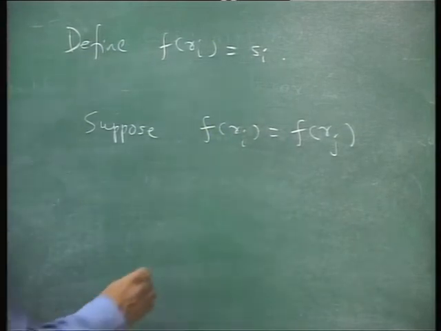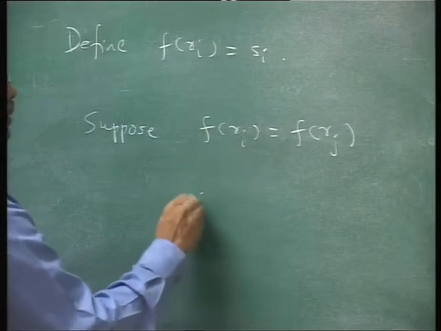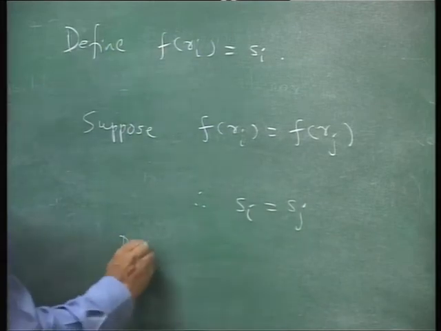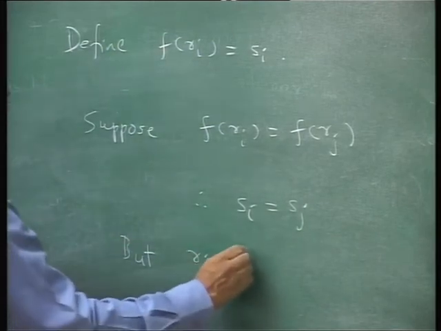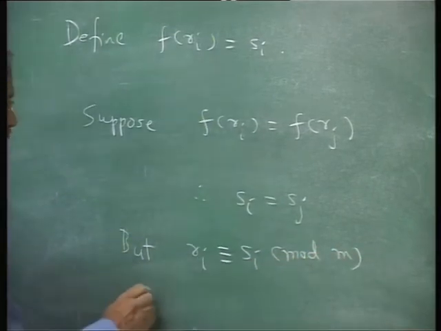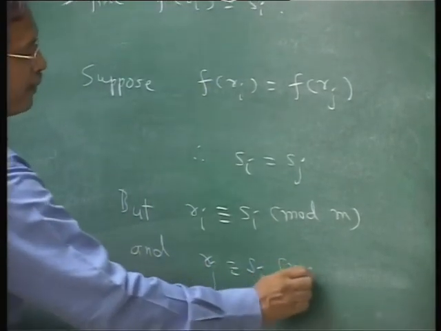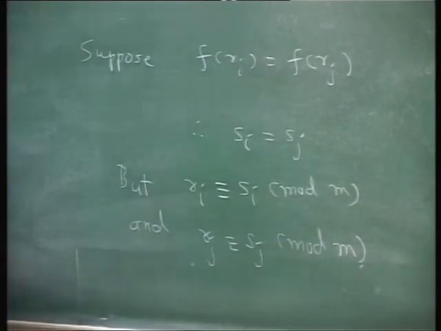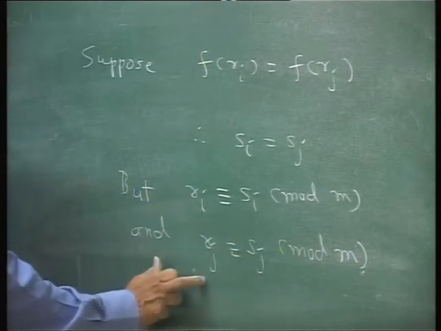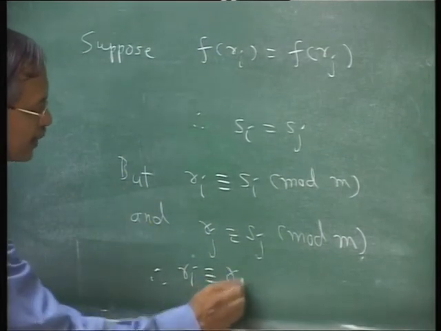Okay. Now Ri goes to si, let us say, therefore si equal to sj. But Ri is congruent to si mod m and Rj is congruent to sj mod m. If si is equal to sj, then Ri will be congruent to Rj mod m. Therefore, Ri is congruent to Rj mod m.